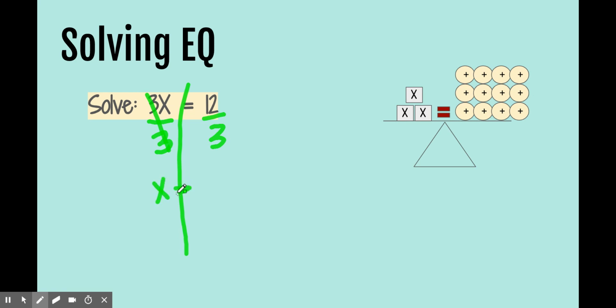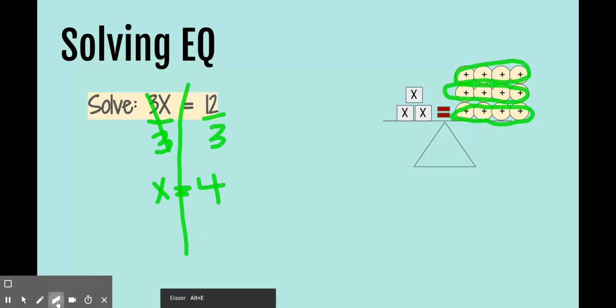So if you look at our model, we have 3 little x's, okay? And so I need to split 12 into 3 groups. So there's a group, there's an equal group, and there's an equal group. And if I look inside of each group, there is 4 inside of each one of those. So x equals 4 that way.